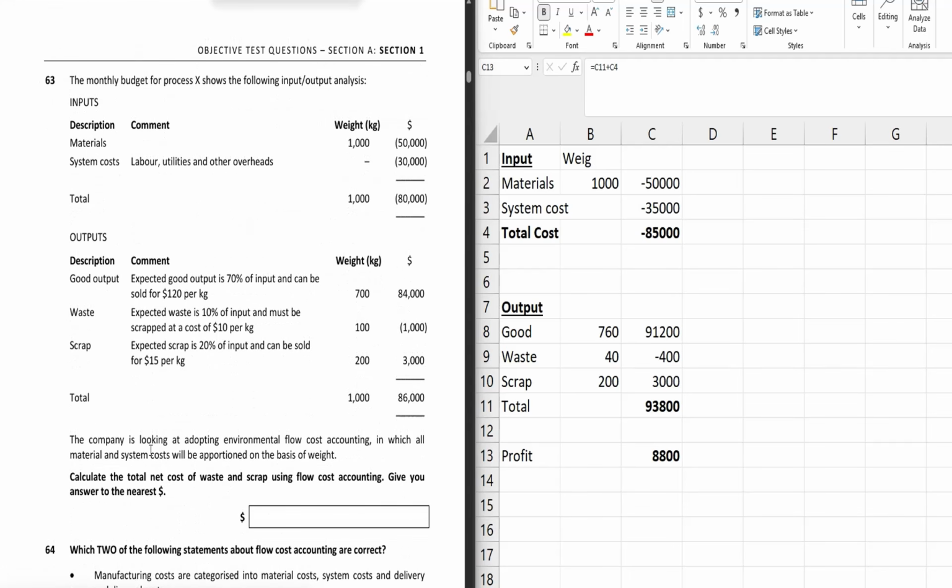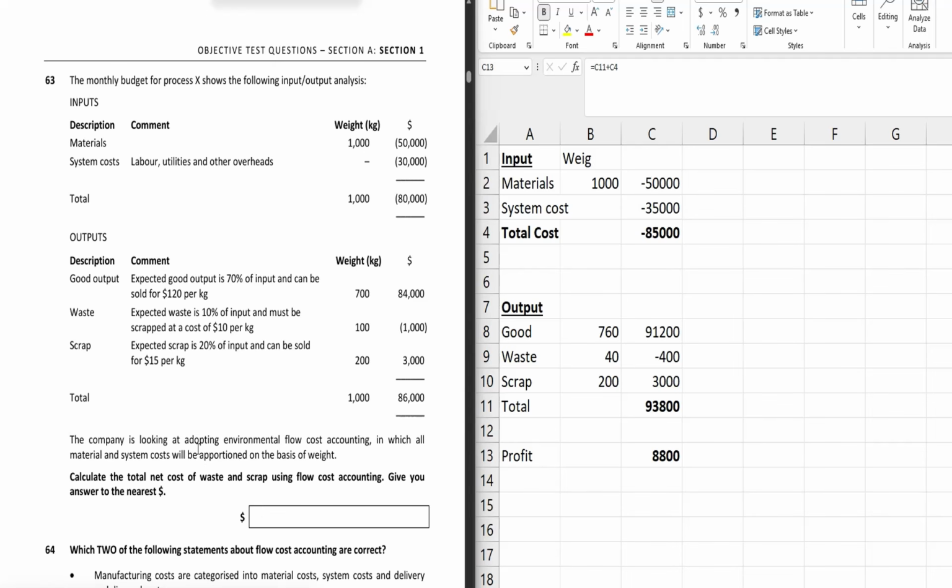Now again, the 63rd question. The question is asking to calculate the total net cost of waste and scrap using flow cost accounting. Give your answer to the nearest dollar. Obviously, whenever you see a blank space or blank box in the exam, be careful about what format the examiner is looking for in the answer. If you don't give the answer in the correct format, you will lose marks.